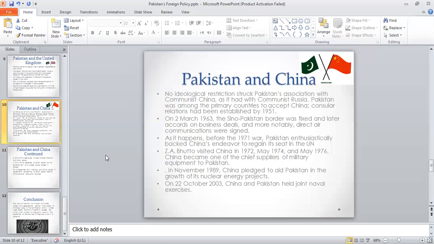In November 1989, China pledged to aid Pakistan in the growth of its nuclear energy projects, as well as providing technological hardware for a nuclear plant. In 1990, Pakistan launched a satellite from Chinese soil. On 19 June 2003, when India shut off Pakistan's membership to the Association of Southeast Asian Nations (ASEAN), China firmly supported Pakistan. On 22nd October 2003, China and Pakistan held joint naval exercises.